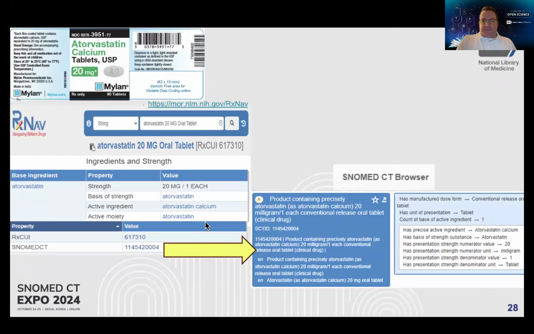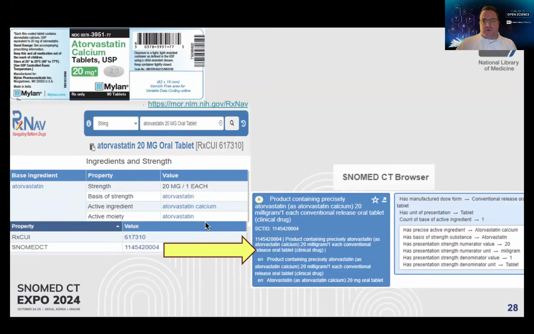As Kinwal previously mentioned, in 2018, NLM proved the RxNorm and SNOMED IDMP models are compatible. Both models are capable of defining a clinical drug made up of a dose form, strength, both units and values, basis of strength substance, and active ingredient. What you're looking at here is a clinical drug for atorvastatin calcium 20 milligrams oral tablet.